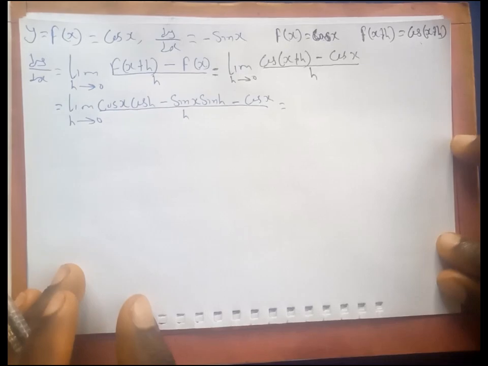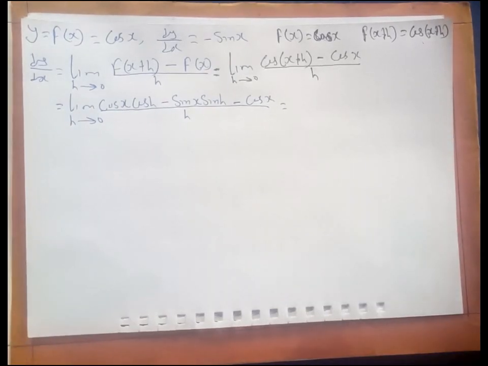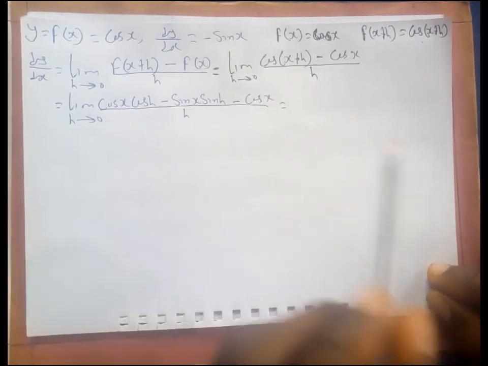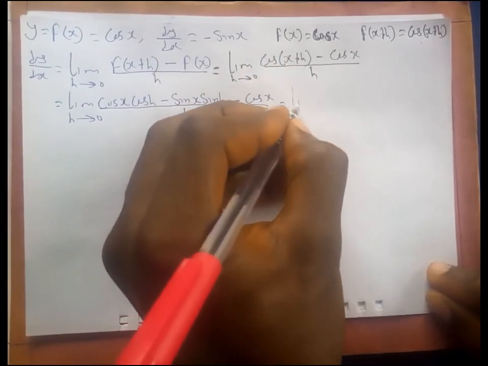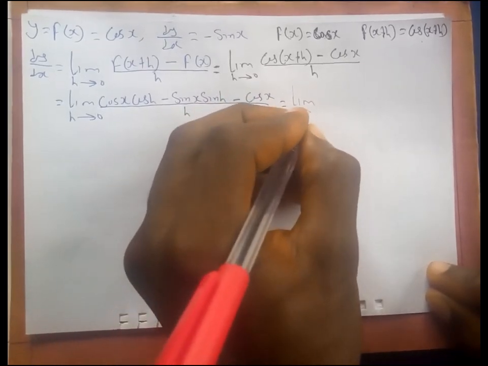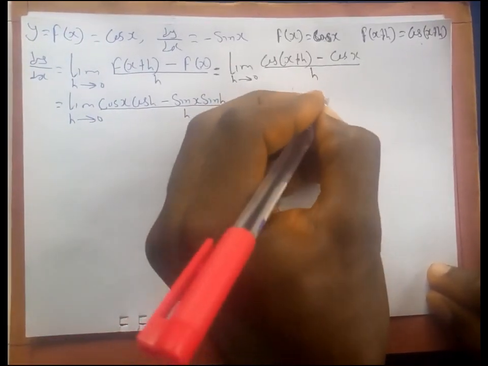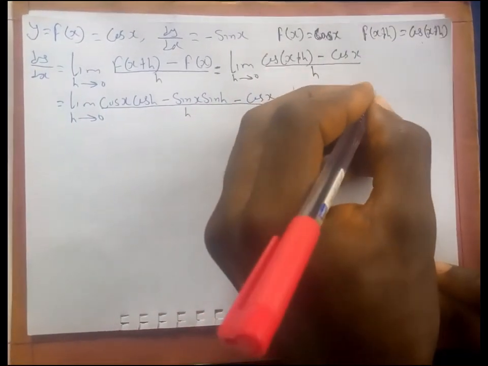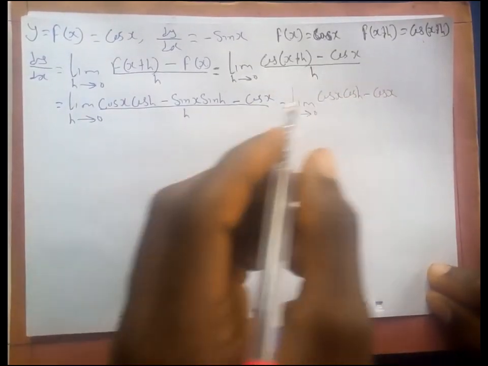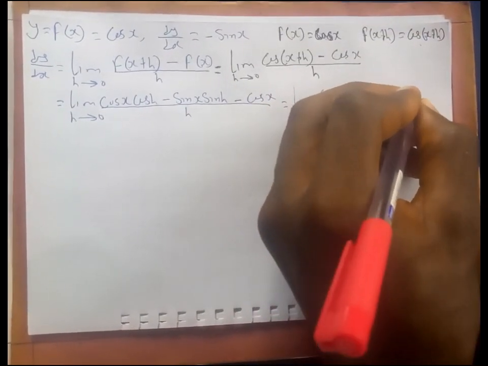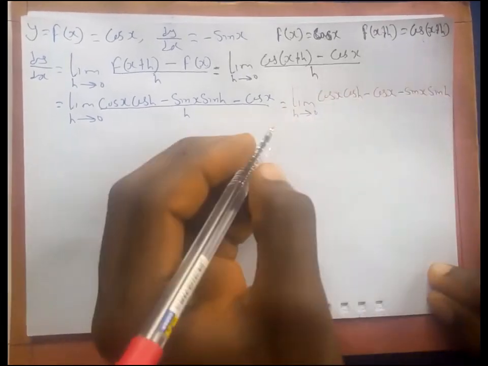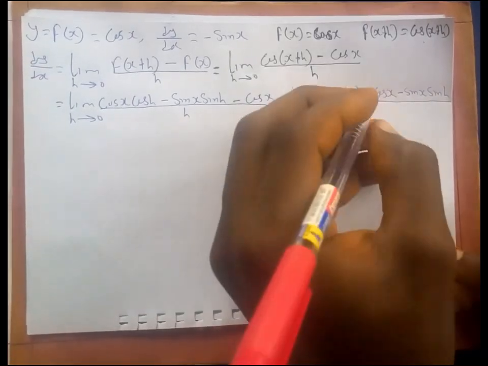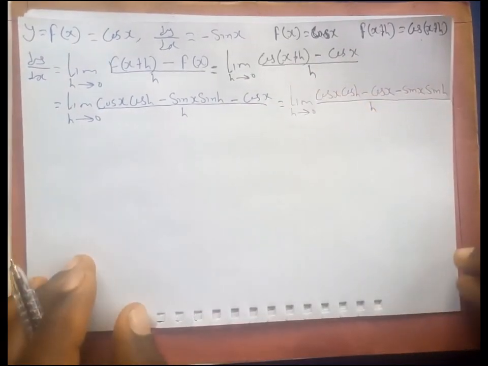Perfect. Now, simplifying this forward, I would like to combine these like terms. As you can see, we have cosine x cosine h and we have cosine x here. So we now have the limit as h approaches 0 of cosine x cosine h, then minus cosine x, then we have minus sine x sine h. We still have the division of h. So divided by h.